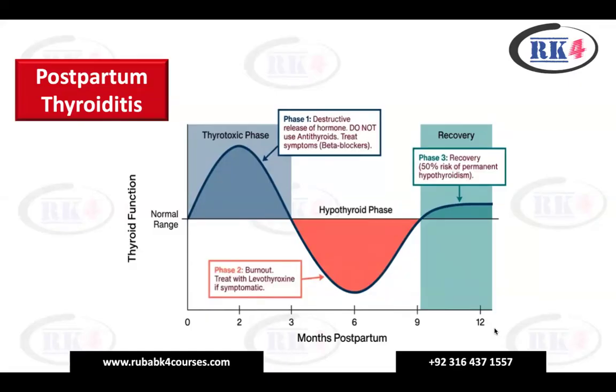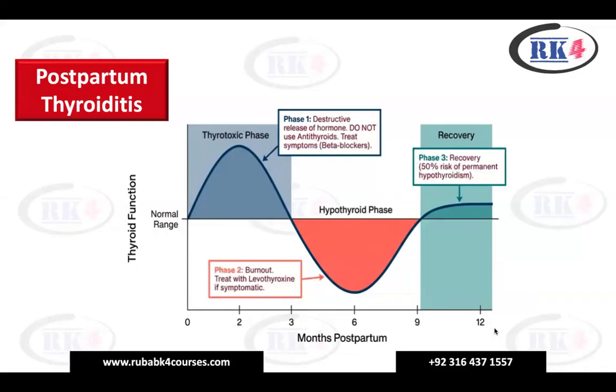Then in around 3 months till 9 months' time, the patient may have a hypothyroid phase. Once the thyroid has been secreting a lot, after some time it burns out and stops secreting the hormones. So the patient goes into the hypothyroid phase. This phase is to be supported with levothyroxine if the patient is symptomatic. And then between 9 months till 12 months post-delivery, the patient may have a recovery phase. This is the triphasic postpartum thyroiditis, which is mentioned in the guideline.